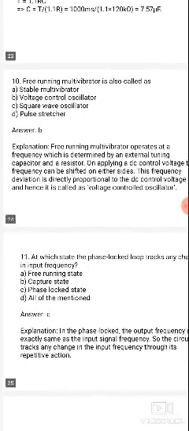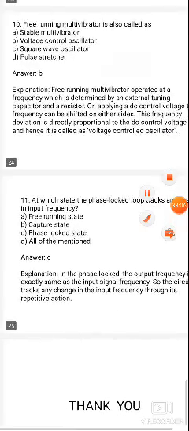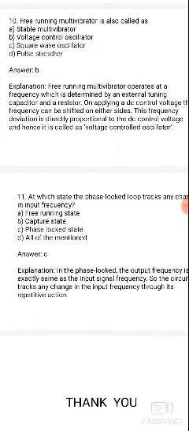The free running multivibrator is also called a stable multivibrator, voltage controlled oscillator, square wave oscillator, or pulse stretcher. D is the answer: voltage controlled oscillator.